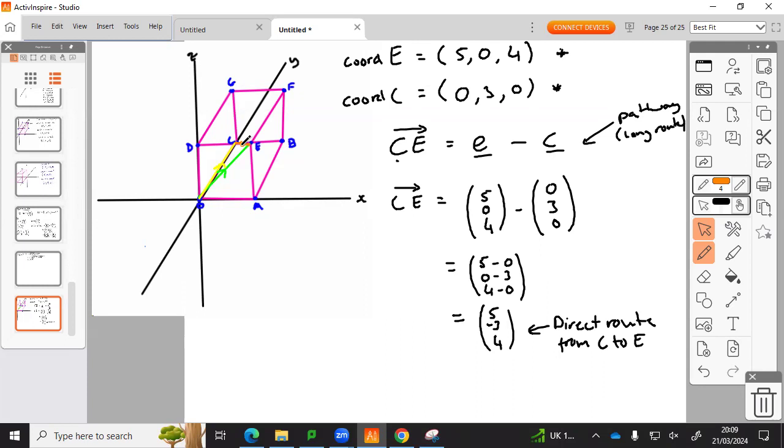The coordinates describe the point in space. The component form down here describes the route between 2 points in space, the quickest route. That's the route from the origin to a point in space.